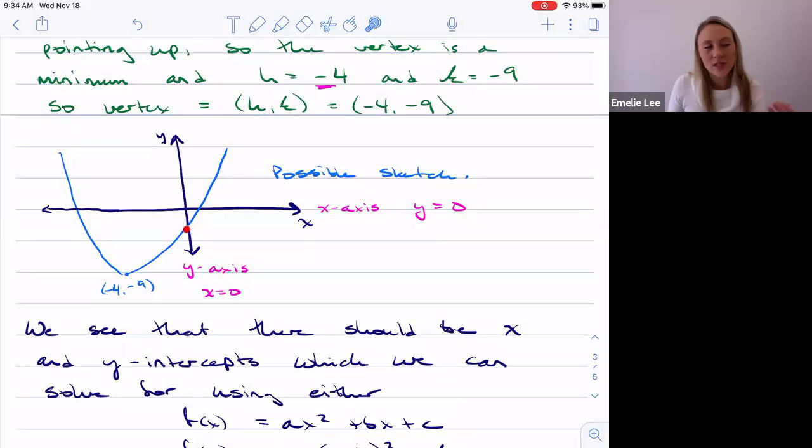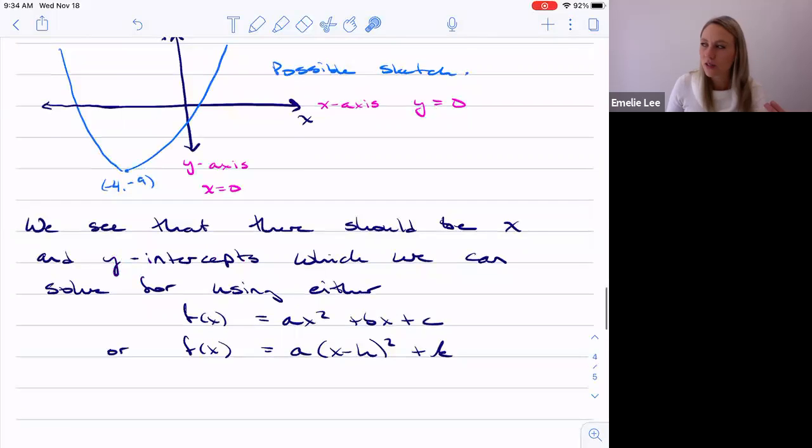Typically the y-intercept is quite easy to find. The x-intercept, because there are two of them, can be a little bit trickier.